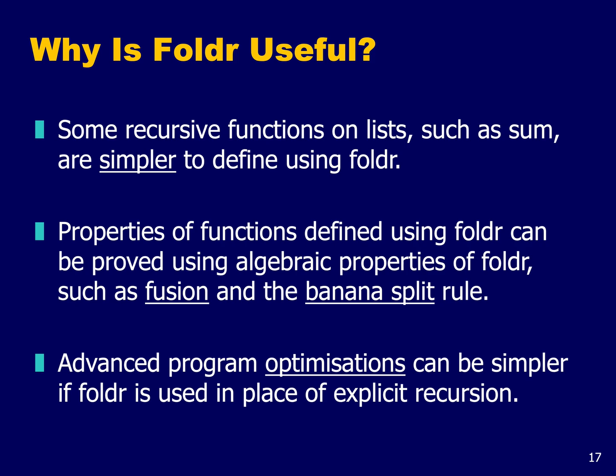So the second idea here is if you define your programs using foldr, you can reason about them using algebraic properties of foldr, such as fusion and the banana split rule. And again, you might think, well, I don't care about stuff like that. I'm just a programmer. I want to learn how to write nice, clear, efficient code. But actually, advanced program optimizations can be simpler if foldr is used in place of explicit recursion. And this is actually one of the key tricks which is used internally to the Glasgow Haskell compiler.